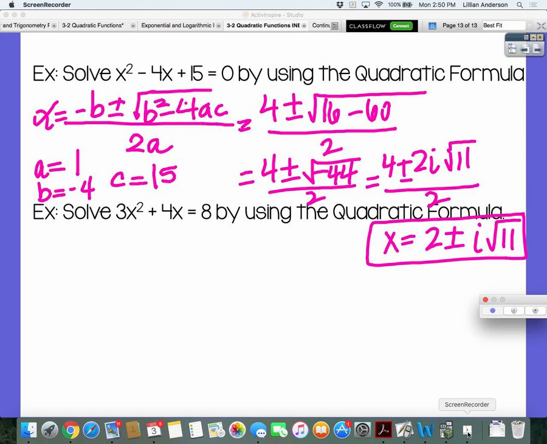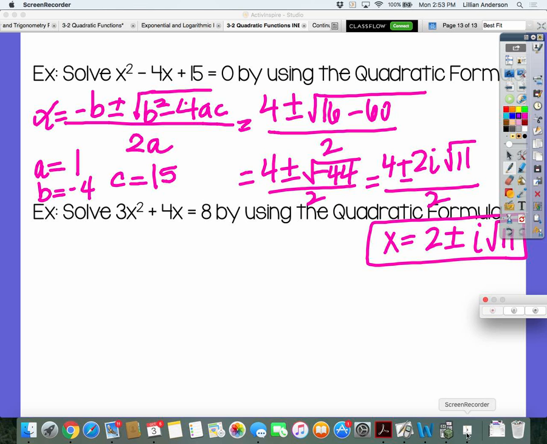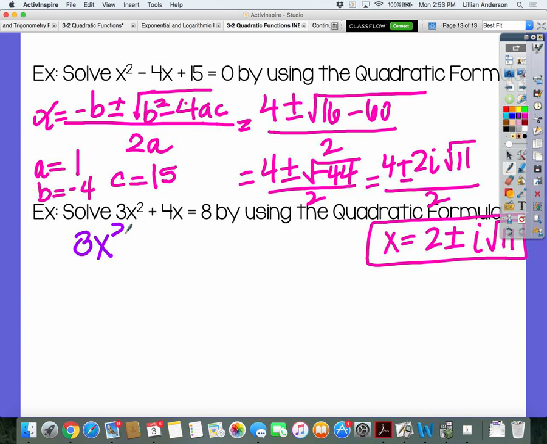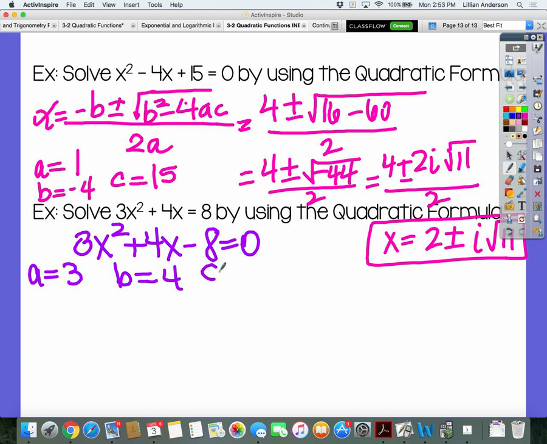Okay? Do the second one. But you've got to make sure what before you start the second one? Move something to the other side. Get it in what form? Standard. Last one, we have to get it in standard form. What's A? Bring it back. 3, B, and C.